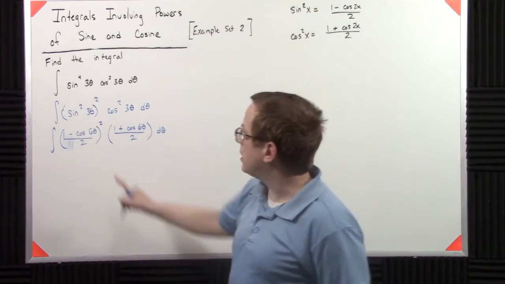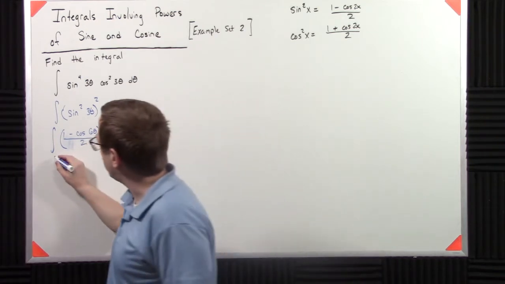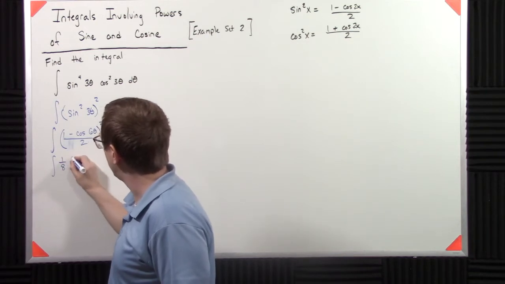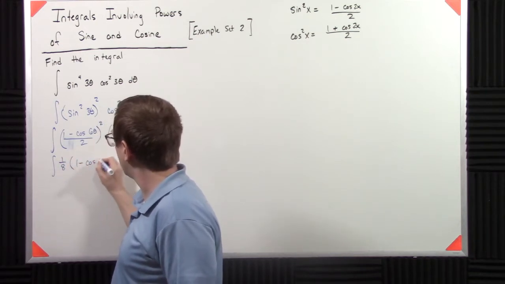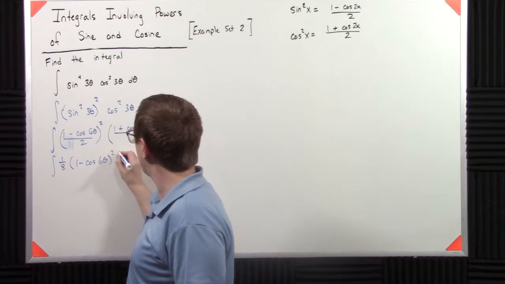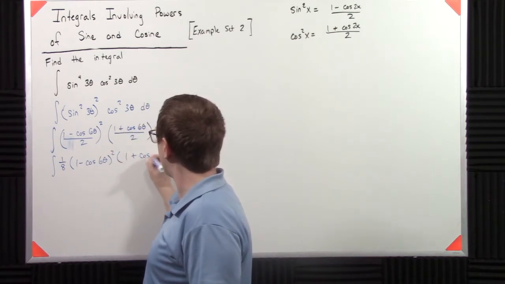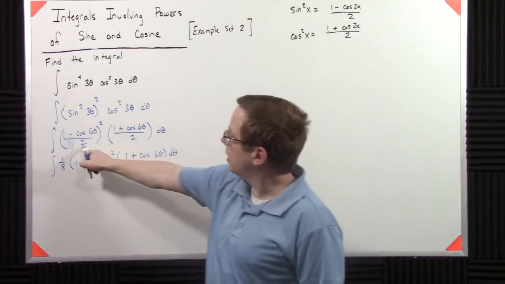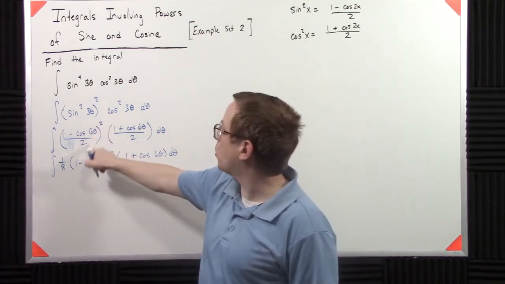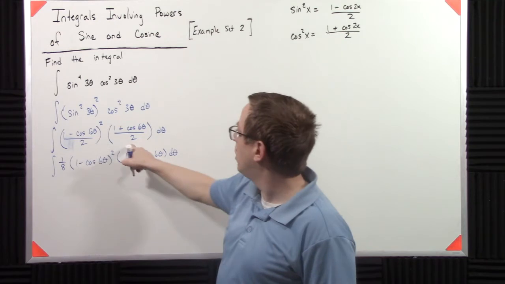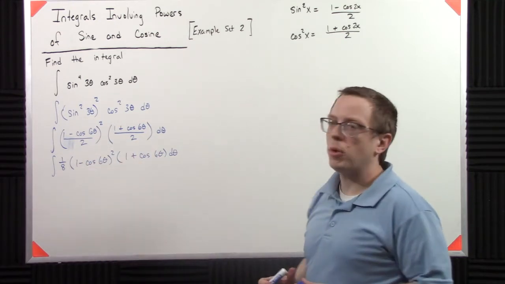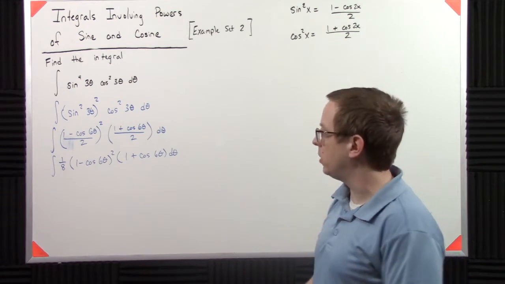Now what I notice is I could rewrite that as 1/8 times the quantity 1 minus cosine 6 theta, squared, times 1 plus cosine 6 theta d theta. And I could do that because I'm dividing by 2. When I square that, that's like dividing by 4. And then when I divide by another 2, that's dividing by 8. So I'm going to pull that 1/8 out to make my life a little easier.